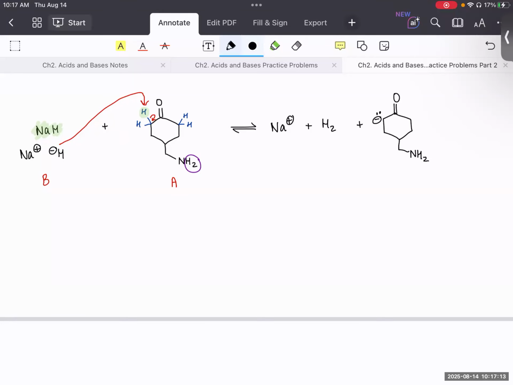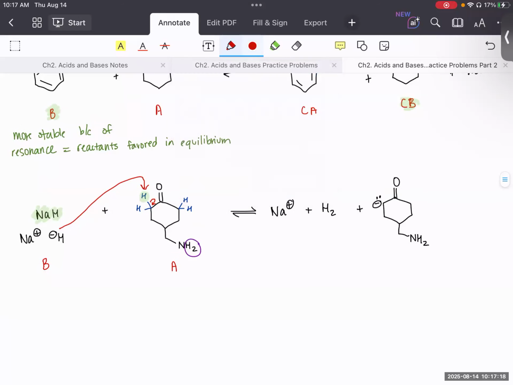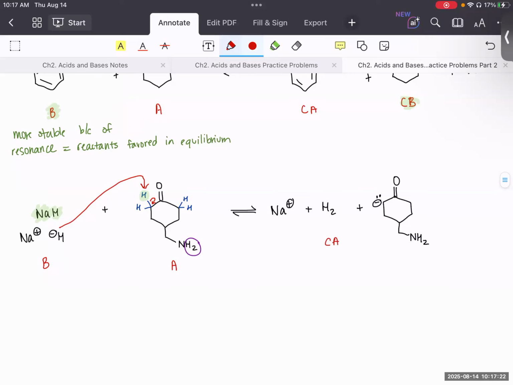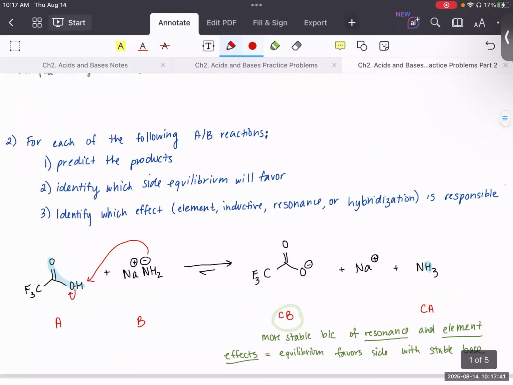All right. So that wraps up this video. We can label our conjugate acids here, and a conjugate base. Based off the effects, it's a little bit difficult to predict which side equilibrium would favor for this last one. So you would have to look up the pKa values for the different reagents, but you wouldn't be expected to know that based off of these effects here.